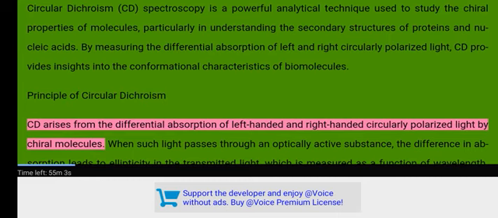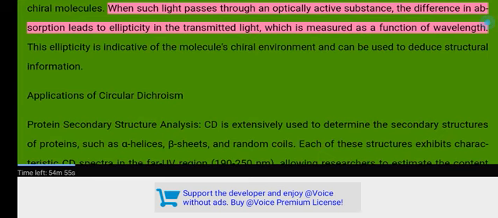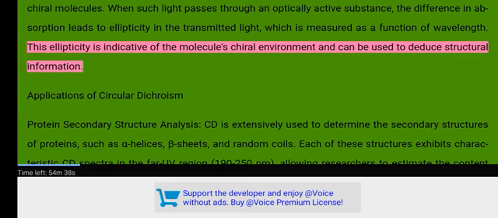Principle of circular dichroism. CD arises from the differential absorption of left-handed and right-handed circularly polarized light by chiral molecules. When such light passes through an optically active substance, the difference in absorption leads to ellipticity in the transmitted light, which is measured as a function of wavelength. This ellipticity is indicative of the molecule's chiral environment and can be used to deduce structural information.